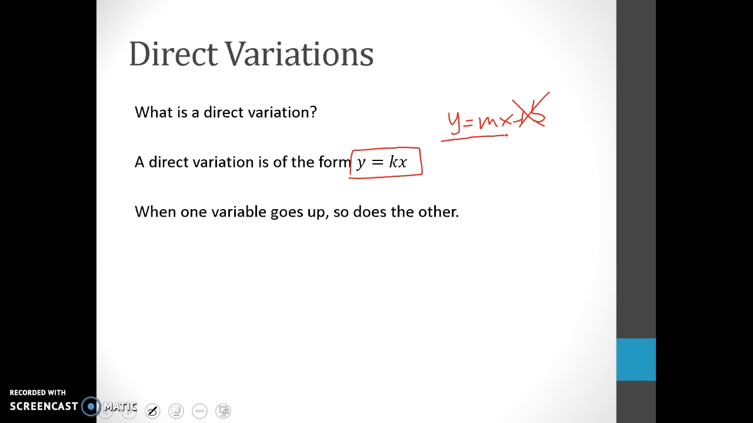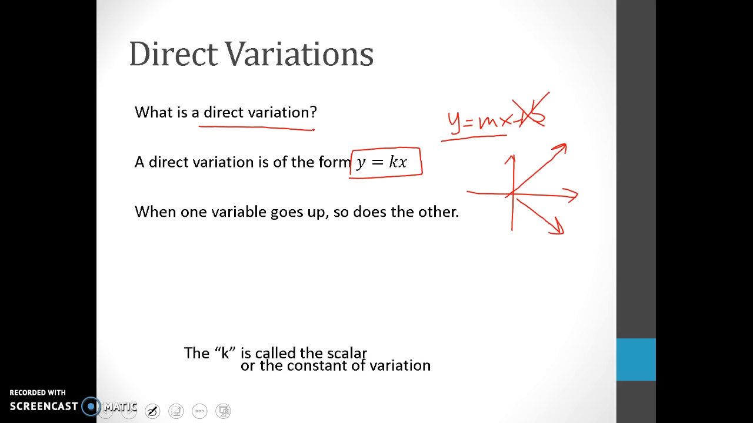And so with this type of an equation, if the x value goes up, then normally the y value goes up. It could be more and more positive, it could be more and more negative and look something like this. But typically when we think of something varying directly with something, as one goes up, so does the other.